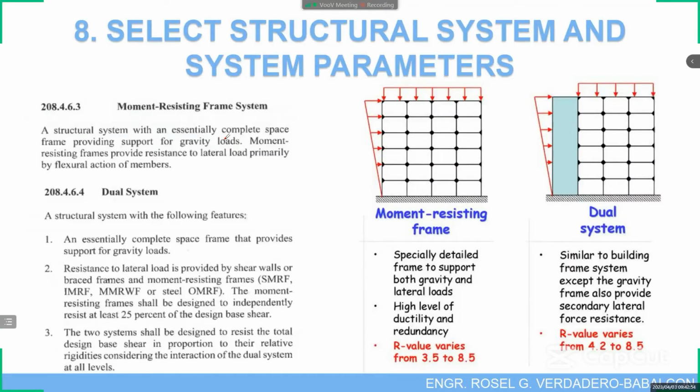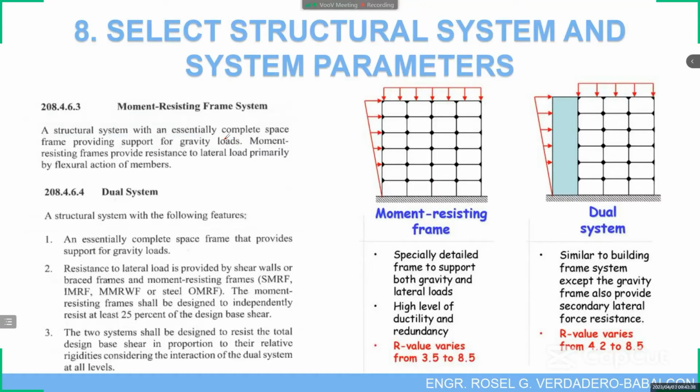The gravity and the lateral loads are supported by the space frame. Okay, the lateral loads are resisted by the frame also by flexural action. So there will be moment, okay, in the connections of the space frames. So it is expected that in a moment resisting frame system, the amount of reinforcement is more detailed compared to other types of system because of the expected resistance of the frame to the lateral loads.